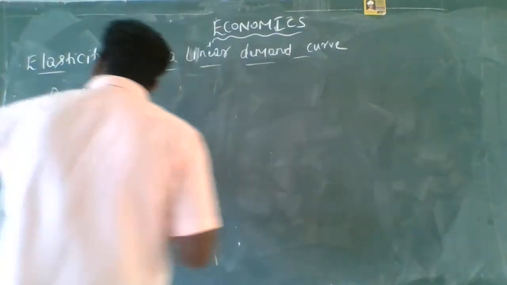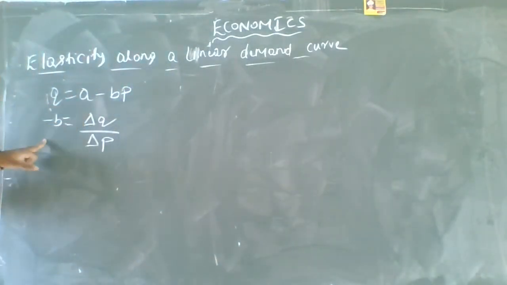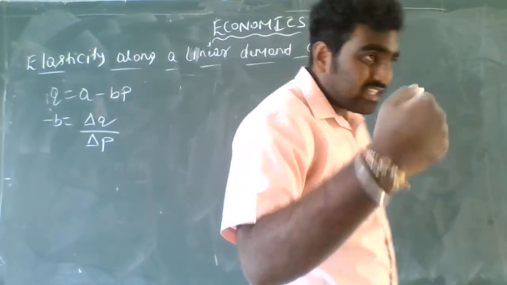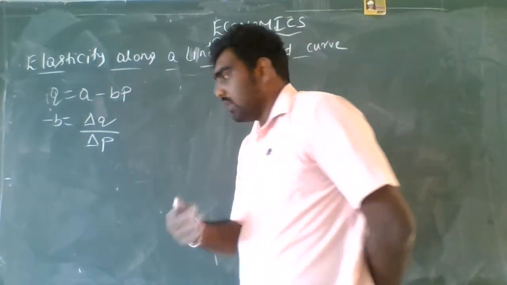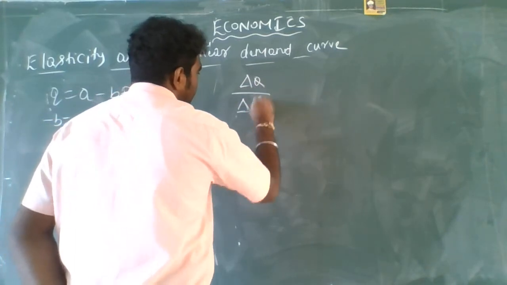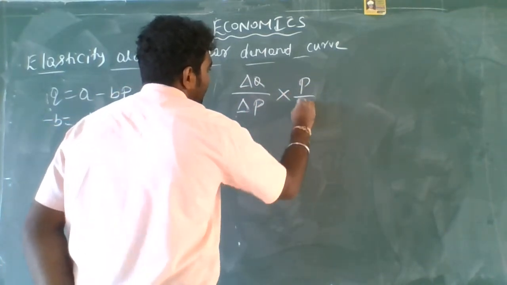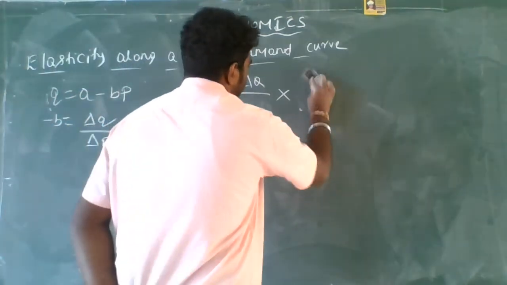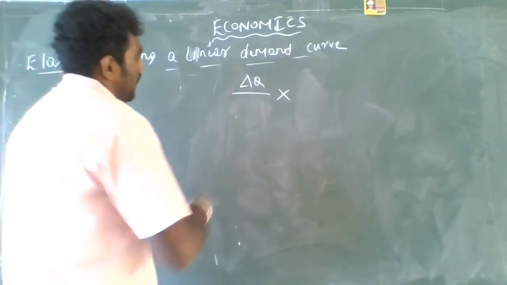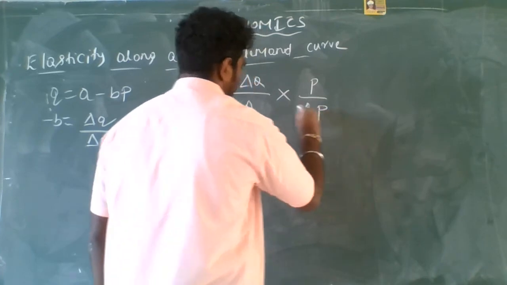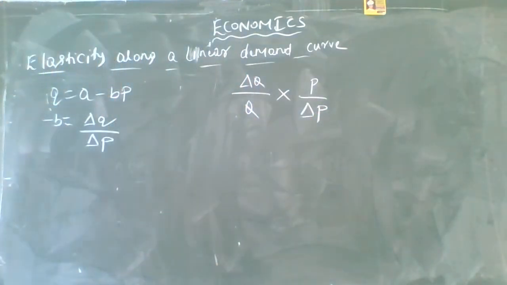So you know that Q equals A minus BP, where minus B equals delta Q divided by delta P. And when I was explaining the elasticity of demand, we arrived at the equation delta Q divided by Q into P divided by delta P. We arrived at this equation, guys.